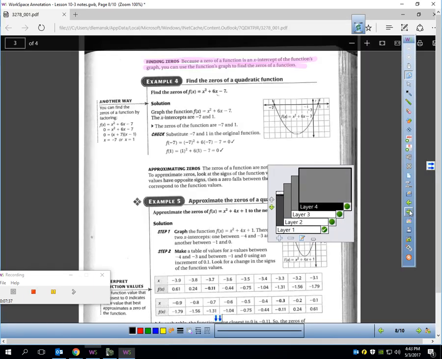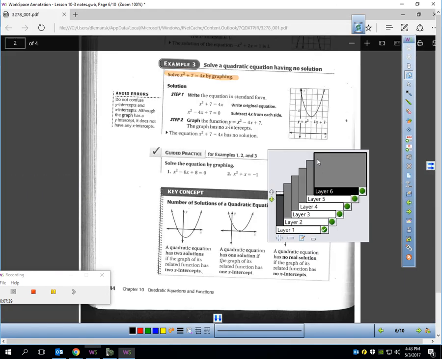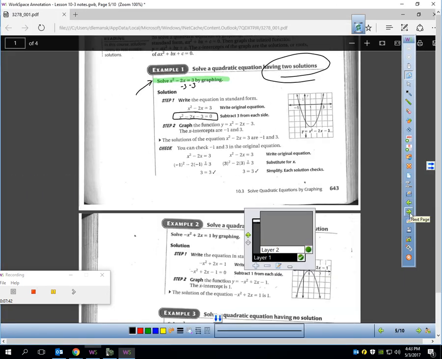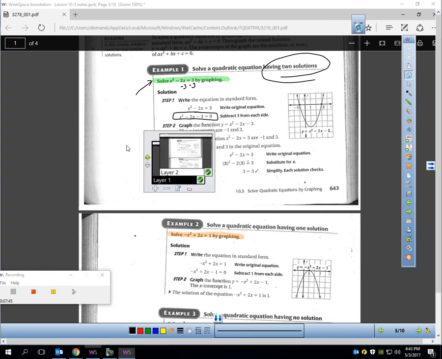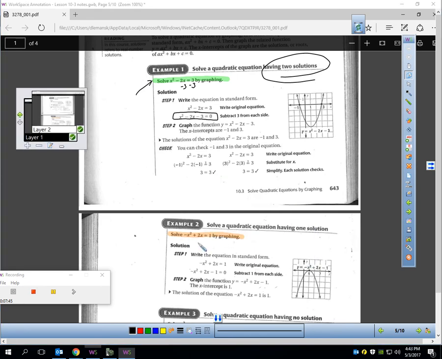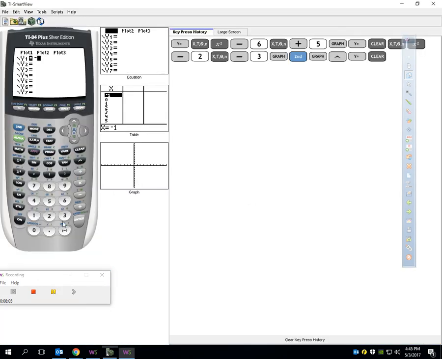Okay? Let's do another question. Let's solve this by graphing. So again, I got to get everything on one side, 0 on the other. Take away 1 from each side. That gives me negative x squared plus 2x minus 1 equals 0. Let's go ahead and type that in our calculator. So negative x squared plus 2x minus 1. Let's go ahead and hit graph.